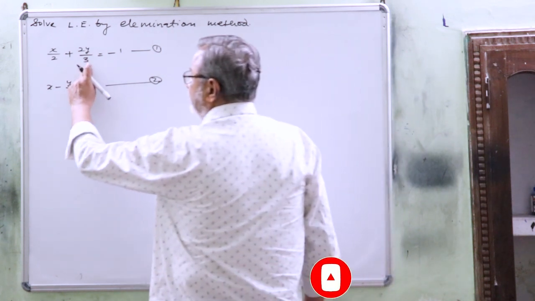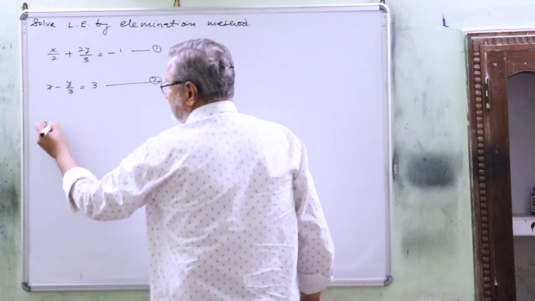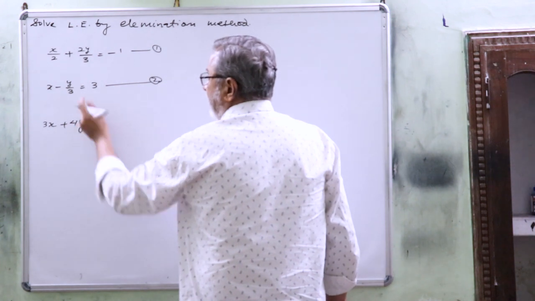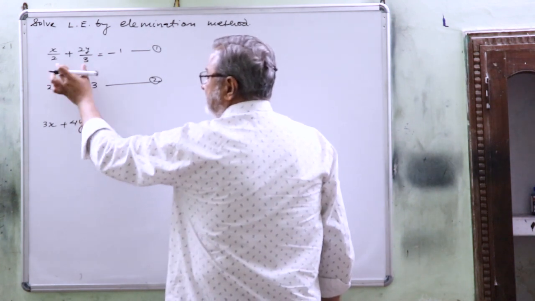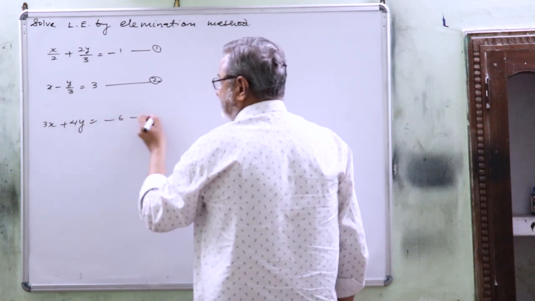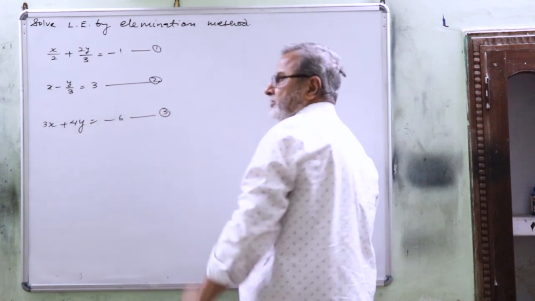So 3 into x, that is 3x, 2 into 2y, that is 4y, and the LCM is 2 times 3, that is 6, and 6 goes to the right side for multiplication, that equals -6. It is equation number 3.